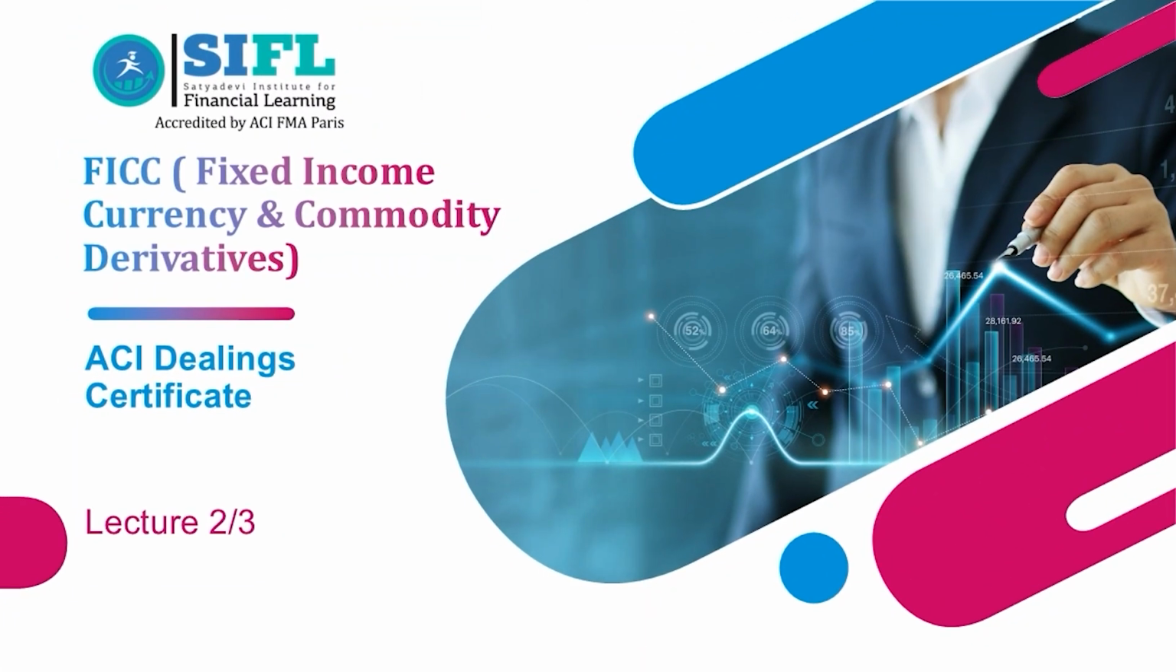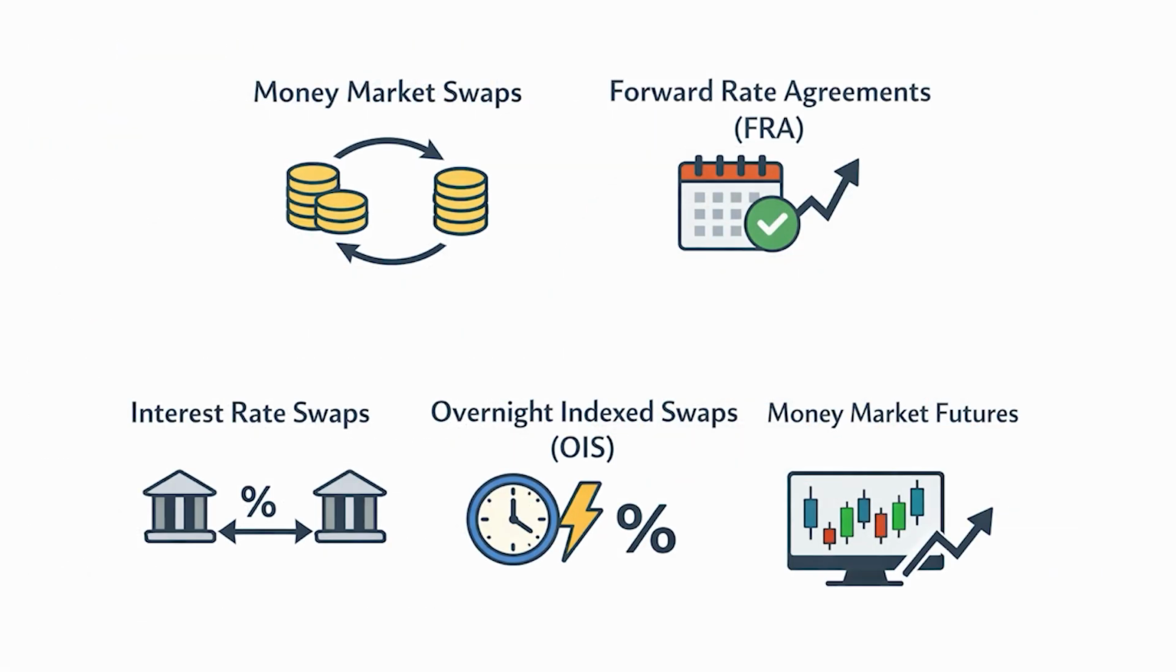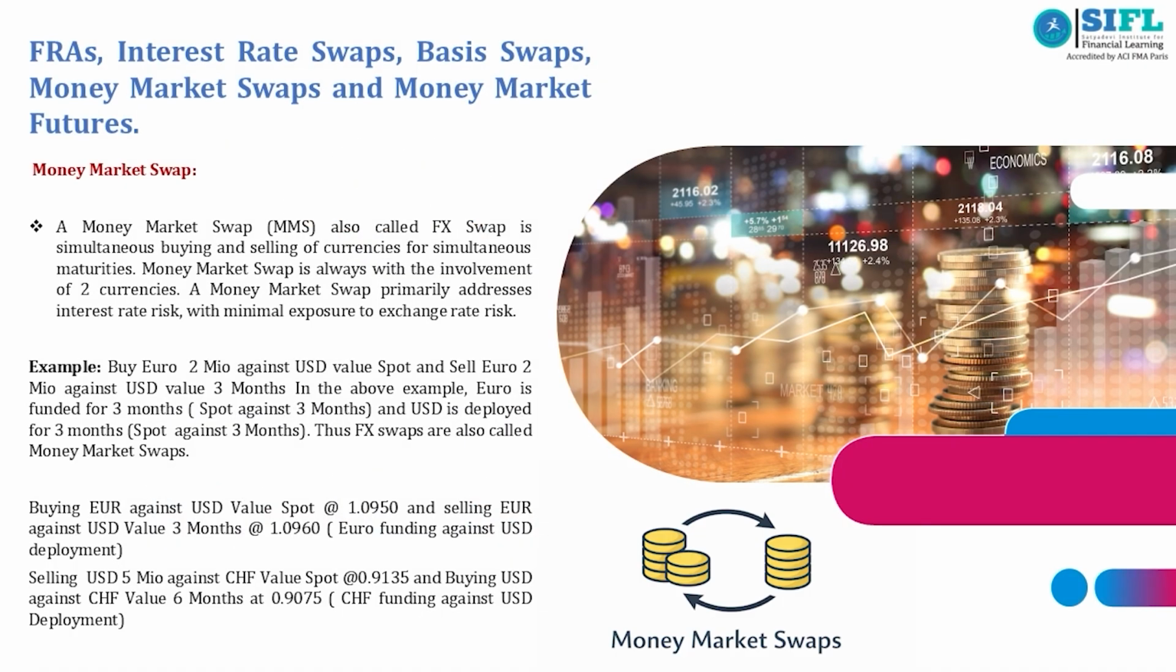In this session, we will discuss in detail the interest rate derivatives including money market swaps, forward rate agreements or FRA, interest rate swaps, overnight index swaps or OIS, and exchange-traded money market futures. Now let us start by understanding money market swaps, also known as FX swaps.